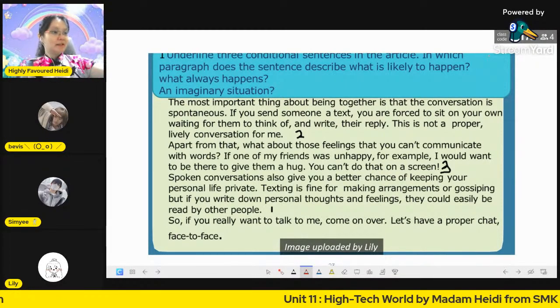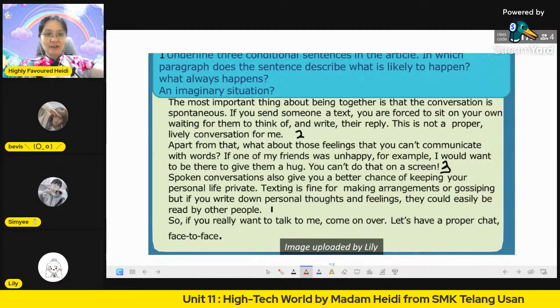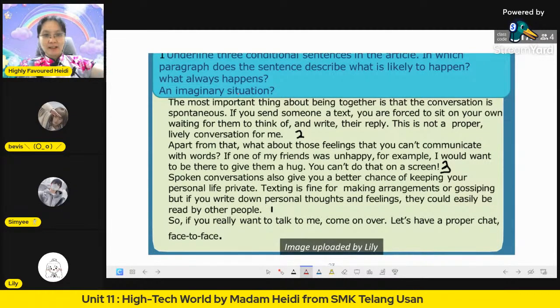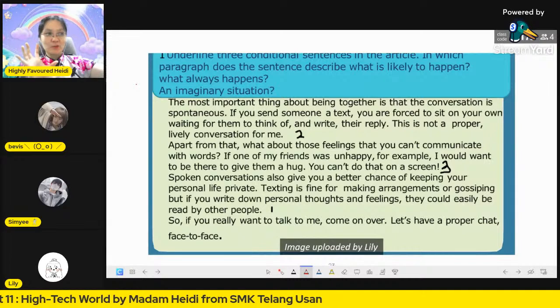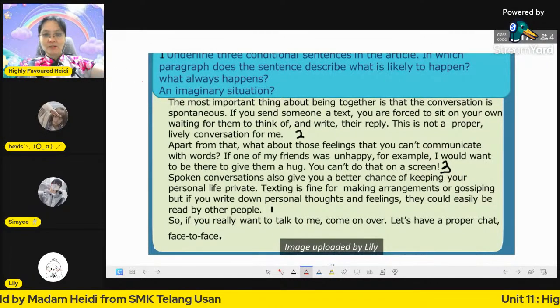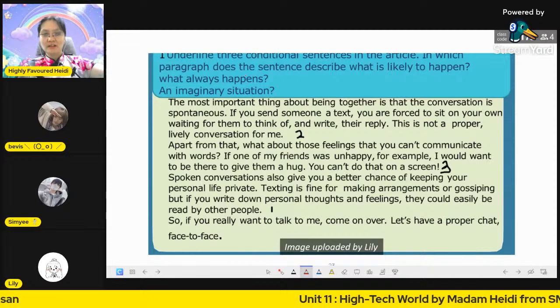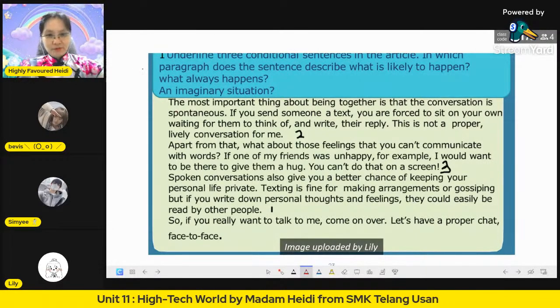So, what is likely to happen? This one, likely to happen means what is likely to happen. So Lily got it right. If you write down personal thoughts and feelings, they could easily be read by people. This is likely to happen. Okay, so you all got it right for this part.